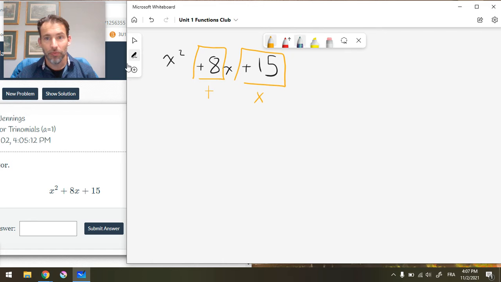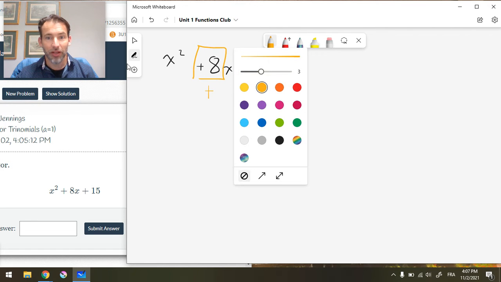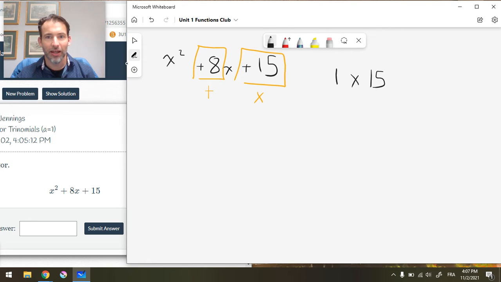And I could say, well, I know one way to multiply to 15 is 1 times 15. But when I try and add those together, I get 16. I don't get 8. That doesn't work. So another way I know how to multiply to 15 is 5 times 3. And I know some other ways too. I know negative 5 times negative 3 will also multiply to 15. But only one of these adds to 8, and that's 5 and 3.